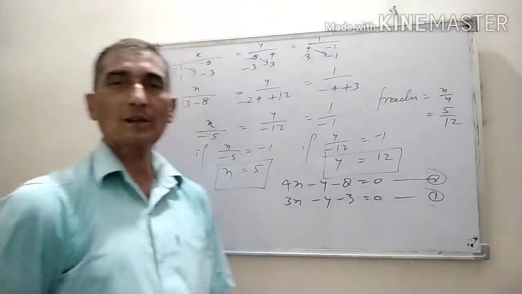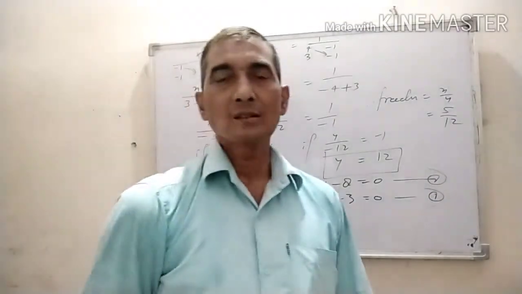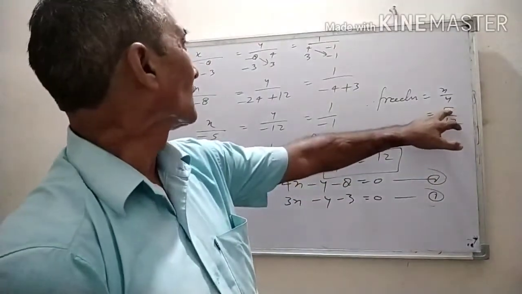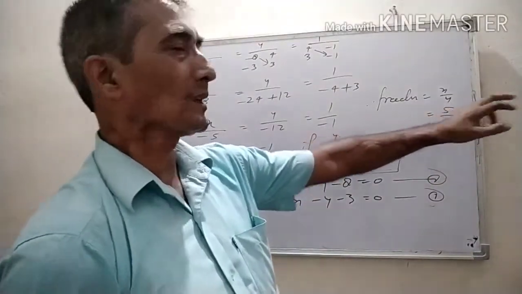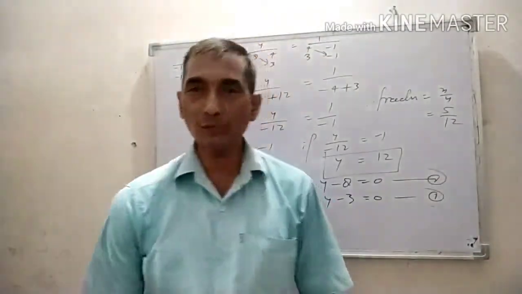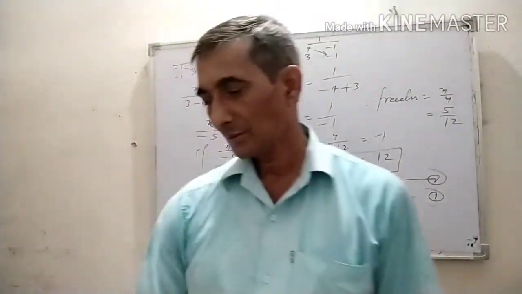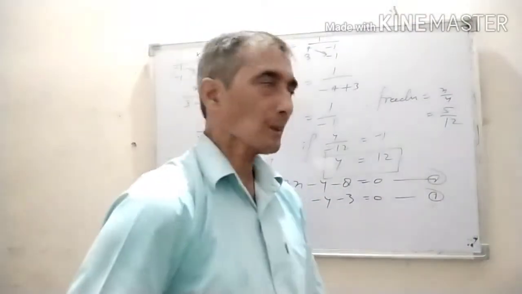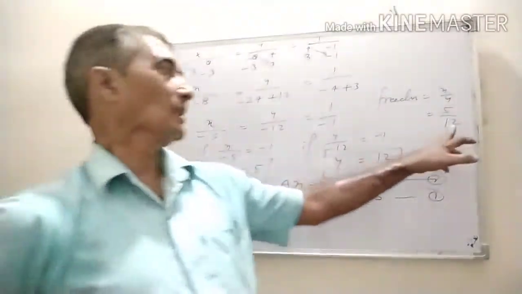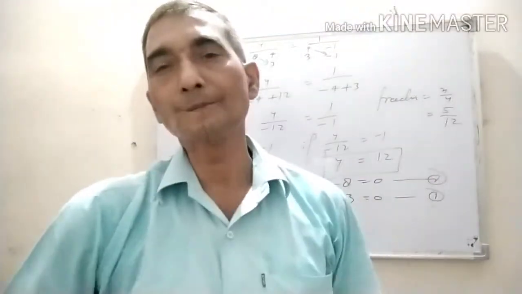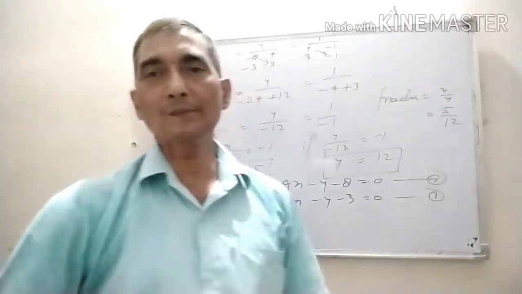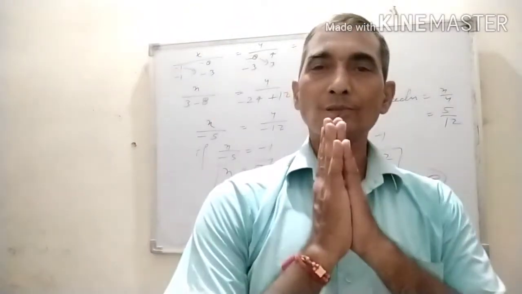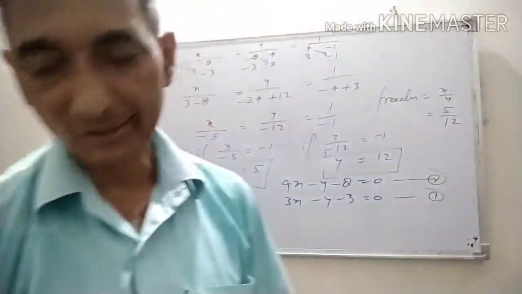If you want to check whether your answer is right or wrong, then go to the first condition of the question. Subtract 1 from numerator. Numerator becomes 4 upon 12, that is 1 by 3. Your question is correct. Now again go to the second condition of the question. Added 8 in denominator, 12 plus 8, 20. 5 by 20, that is 1 by 4. That means the second condition of your question is also verified. So your answer is correct.